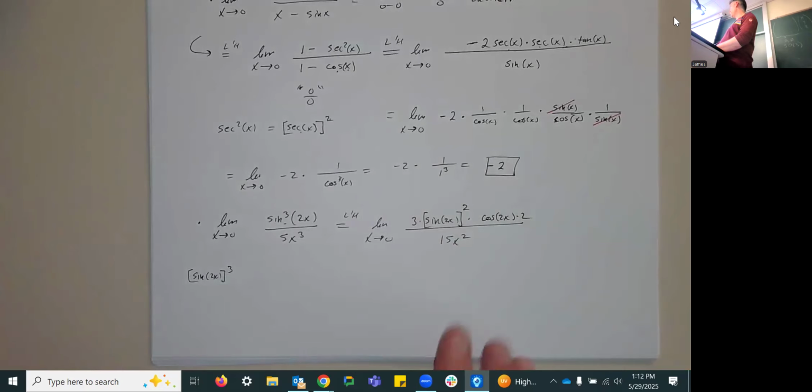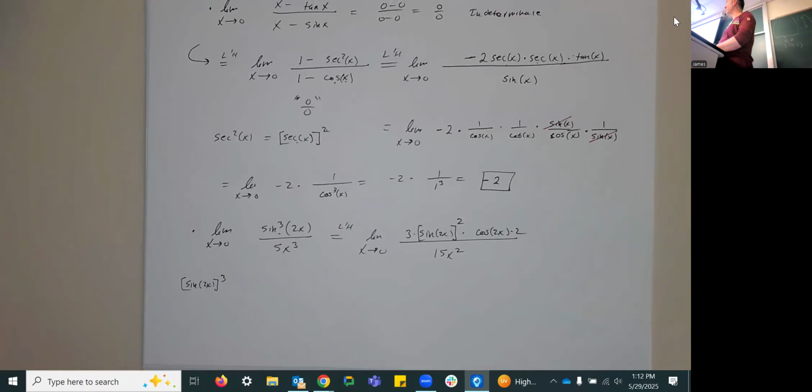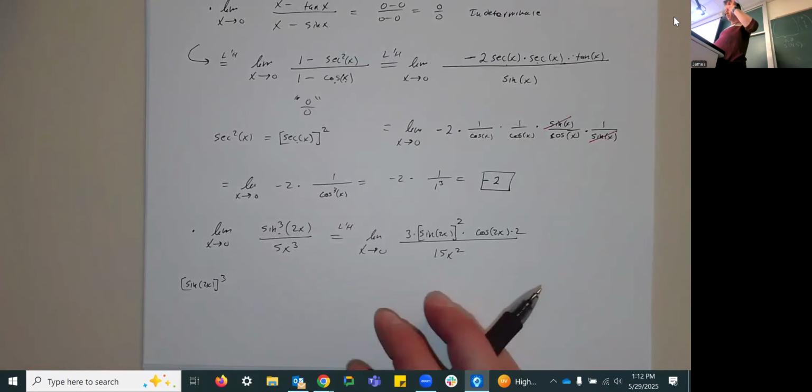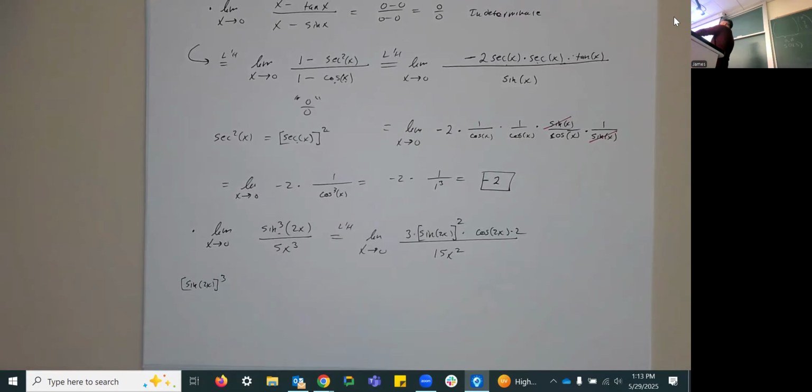While that wasn't too terrible, the next step is. This is still a 0 over 0. And if I take the derivative of the top, ugh, it's really, really ugly. And even worse, you're not done then. You still have to apply L'Hopital's rule one more time after that. So from here, you still have to apply L'Hopital's rule 2 more times. Sometimes L'Hopital's rule is not the right tool, even though it's applicable.